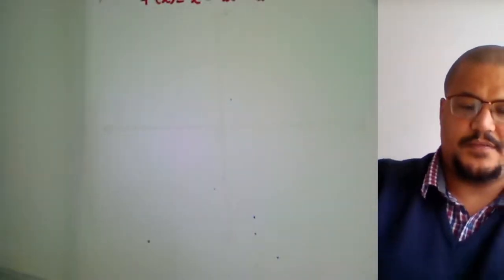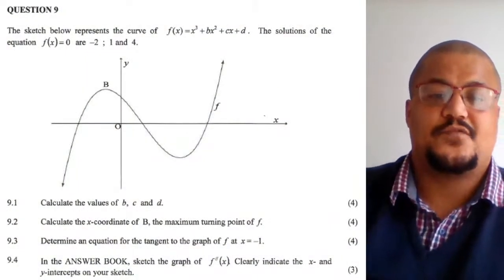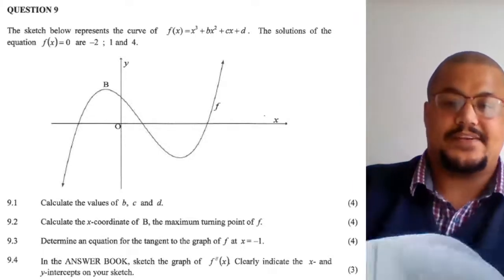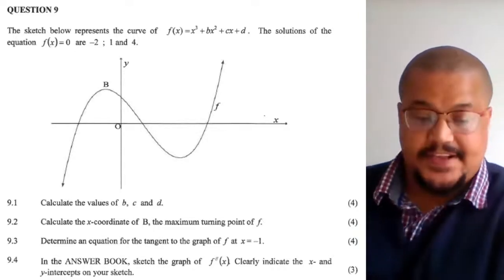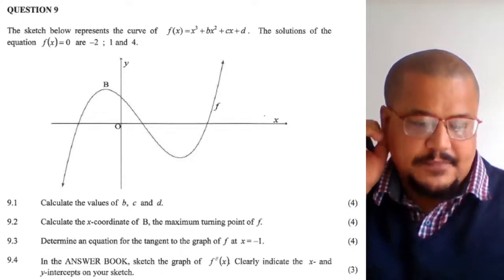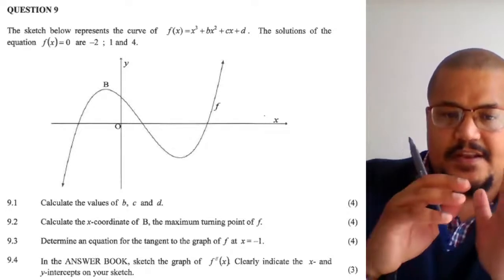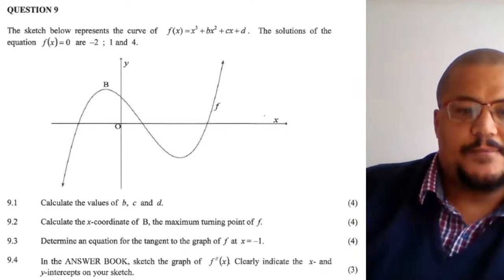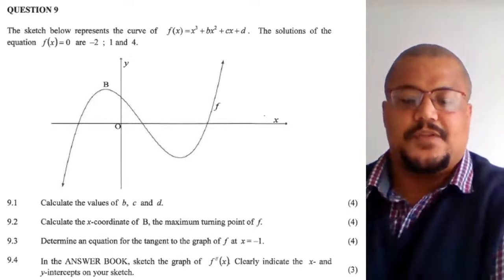So for 9.3, they want us to determine the equation for the tangent to the graph of f at x equals negative 1. Basically what we do there is a basic substitution. But keep in mind that the tangent is a straight line. Okay, that's what you need to understand. And determine the tangent to the graph of f at x equal negative 1.